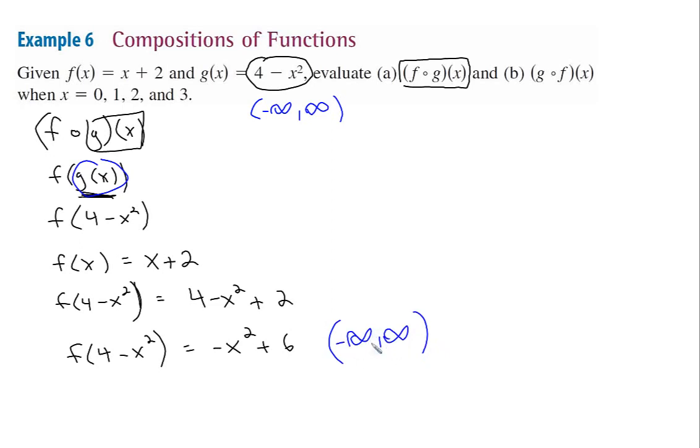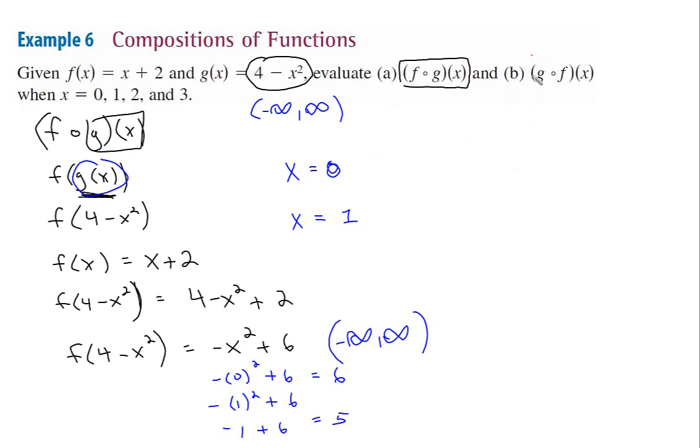Alright, so since we can plug in whatever x values we want, I'll just find out when x is equal to 0 and when x is equal to 1. Right? So we need to evaluate this right here. So negative 0 squared plus 6, well, that's just going to equal 6. And then when I plug in 1, negative 1 squared is negative 1, plus 6, we're going to get what? 5. And you would just do the same thing for the other values. Okay. So that was for f composed with g.